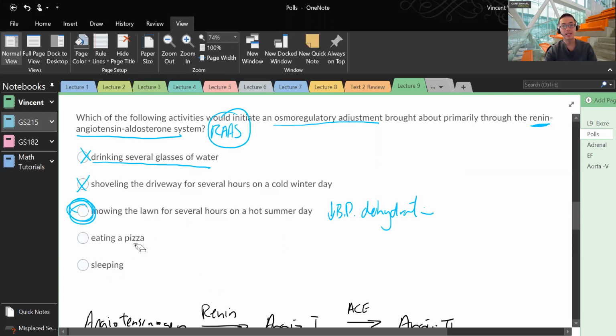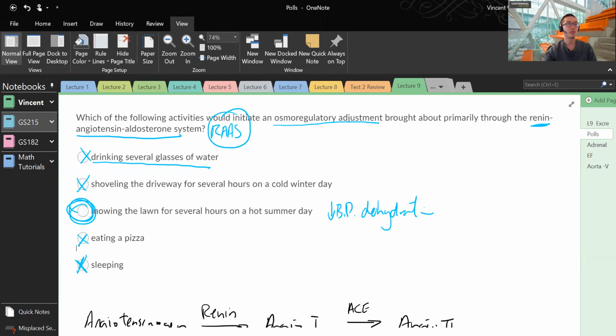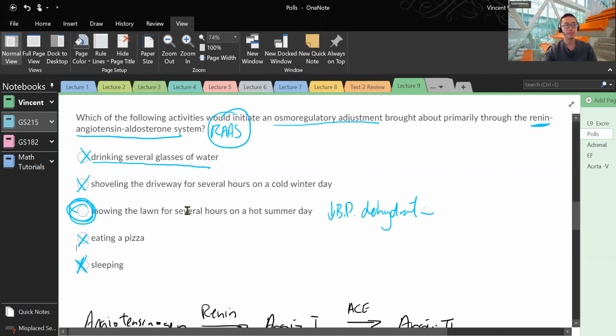Eating a pizza, sure, you are eating some sodium, but you are not going to be as dehydrated as mowing a lawn for several hours on a hot summer day. Right? Sleeping will definitely not be an issue either. So the answer is C. Okay, so whoever you are, the only person who got it right, good job.